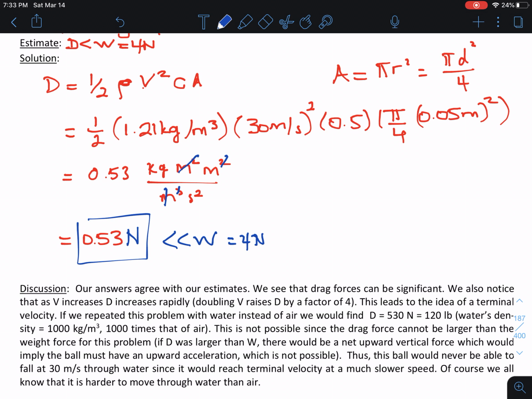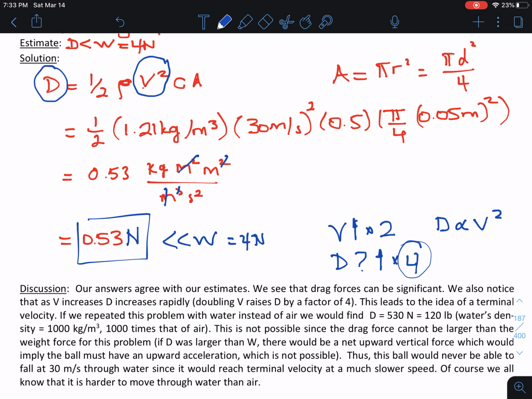So the question is, what happens if V is doubled? The speed goes up by 2. What happens to the drag force? If you look at the equation, V is squared. So D is proportional to V squared. If V is doubled, you're squaring that. So D is going to go up by 4. Okay, so it's going to increase by 4.